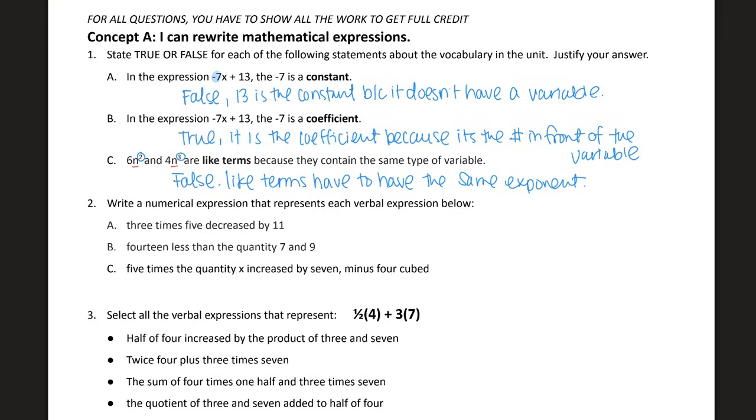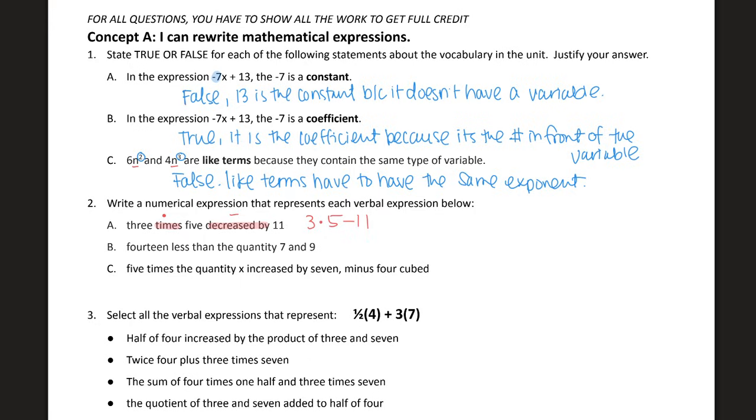All right, the second question, they're asking us to write a numerical expression that represents each verbal expression below. So for this one, it says 3 times 5 decreased by 11. So I've highlighted the terms that are going to be operations. We know times is going to be the multiplication symbol, decreased by is going to be minus. So this is going to be 3 times 5 minus 11.